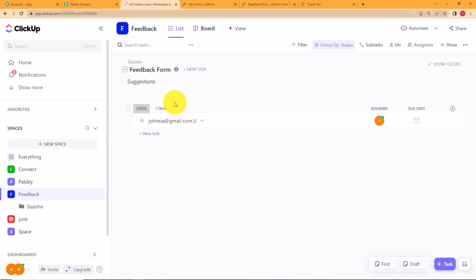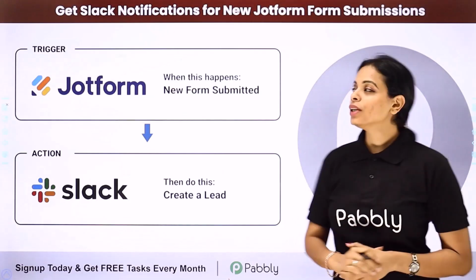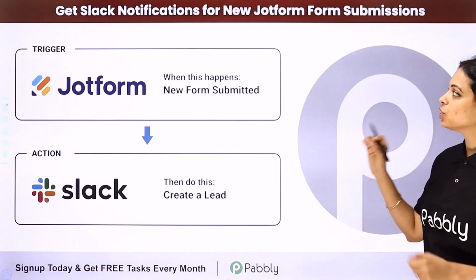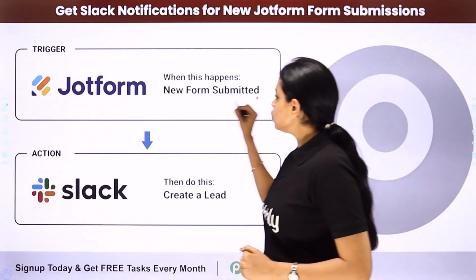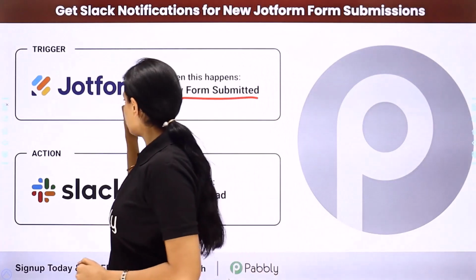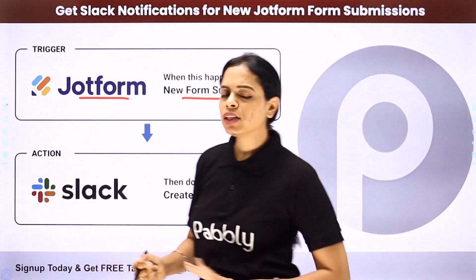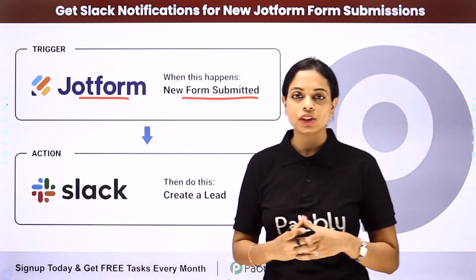I hope this helped. In this video, we are going to see how to get Slack notifications for new Jotform submissions. So let's say that every time a new form is submitted, and here we have used a Jotform, which is a form builder application. You can use any other form builder application as well.